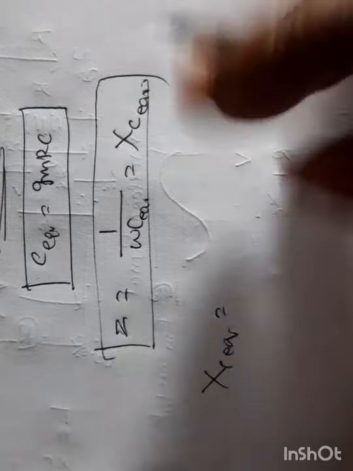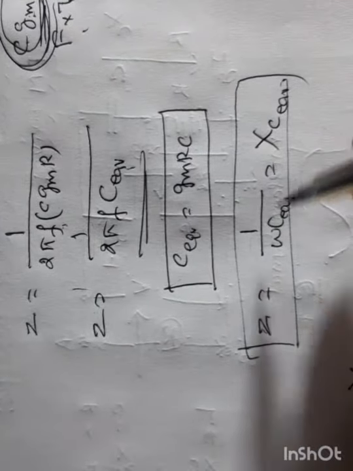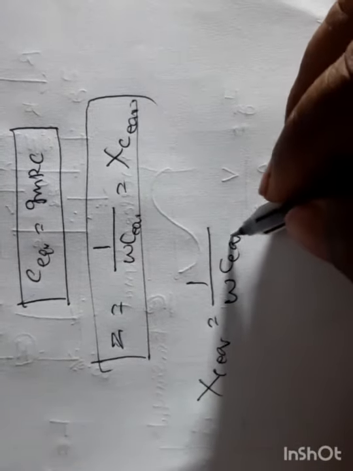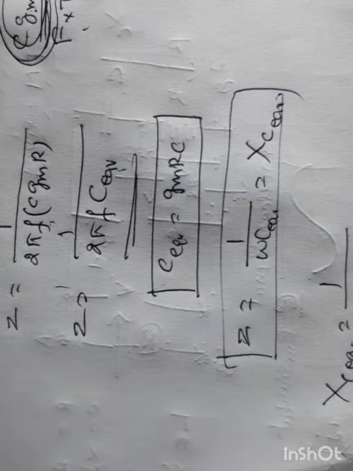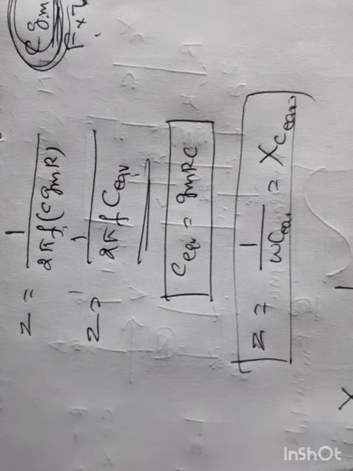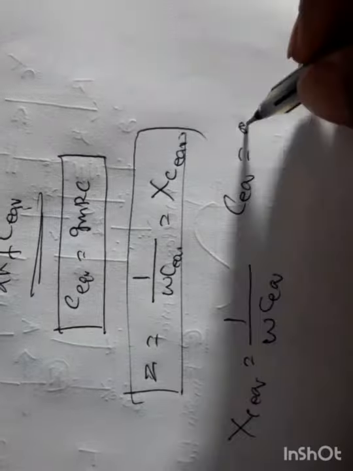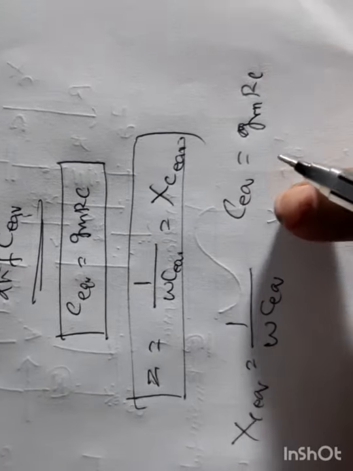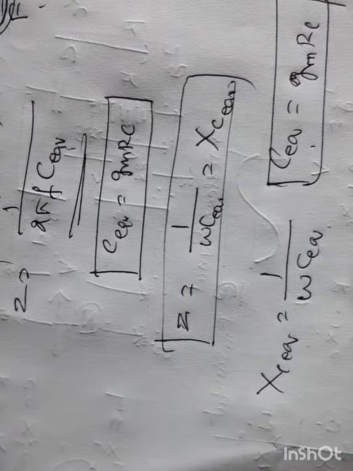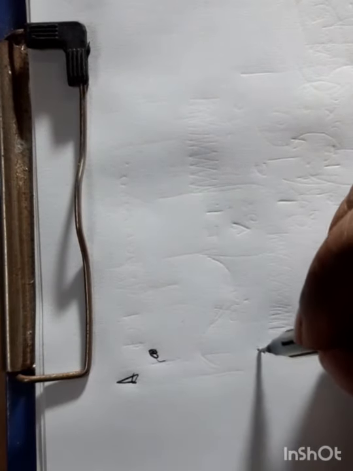XCEQ is 1 over omega C equivalent, where C equivalent is Gm into Rc. Output is capacitive reactance. That is our impedance Z. Now, you see this circuit. I will consider this point A and B.